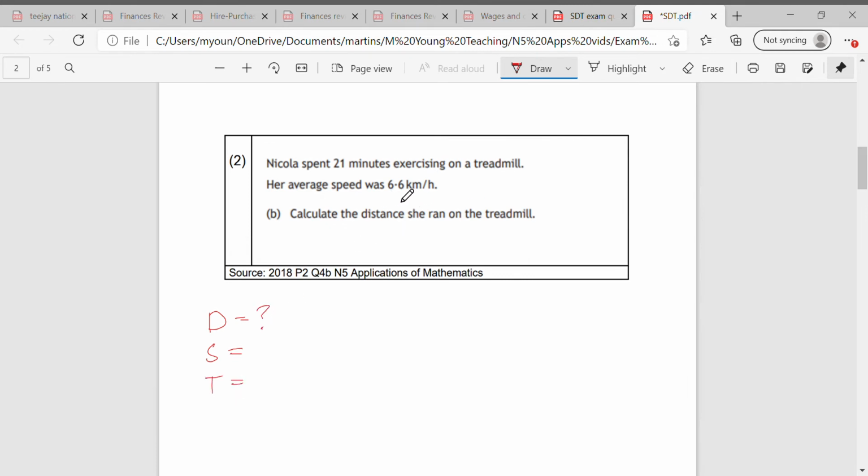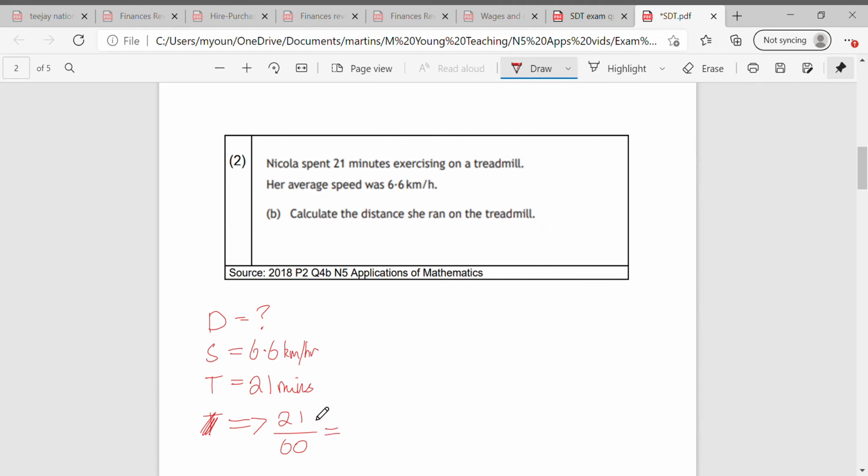Speed was 6.6 kilometers an hour, and the time was 21 minutes. What you need to check when we're doing speed distance time is that units match up. If the speed is given in kilometers per hour, my time also has to be given in hours. So I'm going to get this into hours. I've got 21 minutes. To get that into decimal hours, I divide by 60.